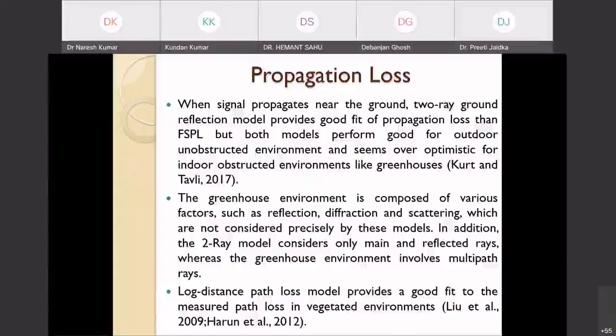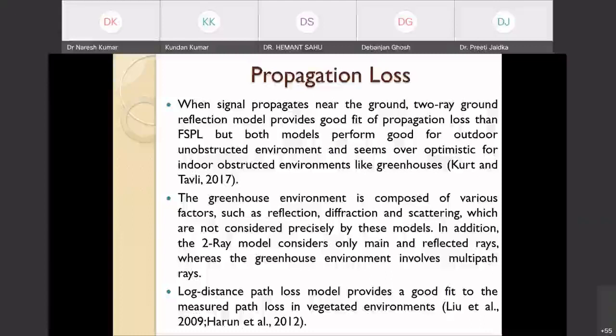When a signal propagates near the ground, the two-ray ground reflection model provides a better fit for the propagation loss than FSPL, but both models perform well for outdoor unobstructed environments and seem over-optimistic for indoor obstructed environments like greenhouses. The greenhouse environment is composed of various factors such as reflection, diffraction, and scattering, which are not considered precisely by these models. In addition, the two-ray model considers only main and reflected waves, whereas the greenhouse environment involves multipath rays. The log distance path loss model provides a good fit to the measured path loss in vegetated environments. So what we can conclude is that there is no specific model proposed for the greenhouse environment.